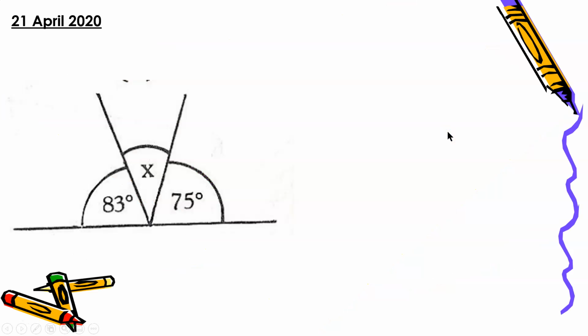So here we've got a pretty simple rule. We know that that's a straight line. This part must add up to 180 degrees. So for our calculation, the other three angles must add up to 180 as well. So 180 is equal to x plus 83 plus 75.